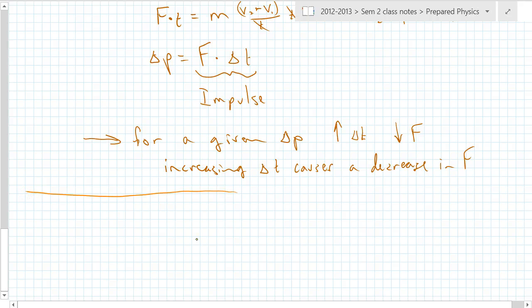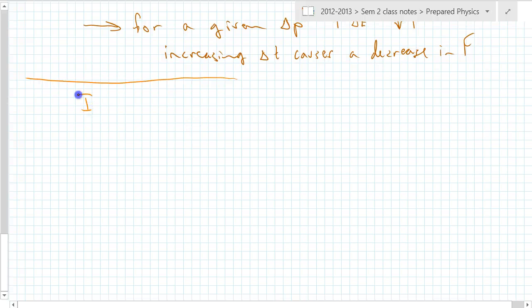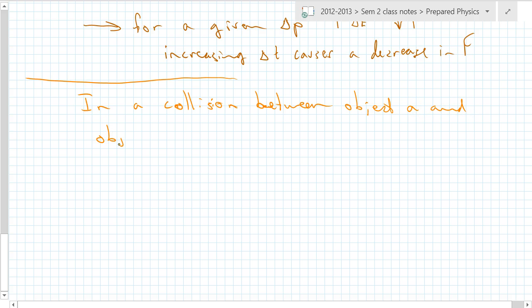This impulse thing is also really useful if we look at a collision between object A and object B. I'm actually going to go back and make that a capital A. We want to look at what delta P will be for each object.